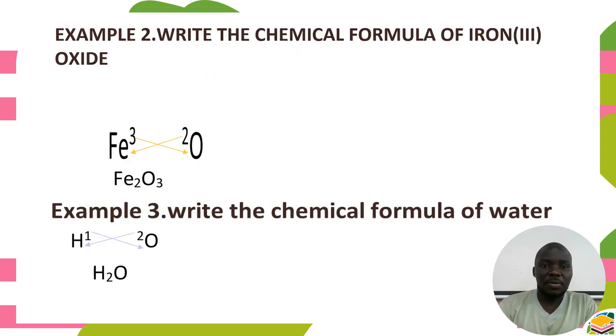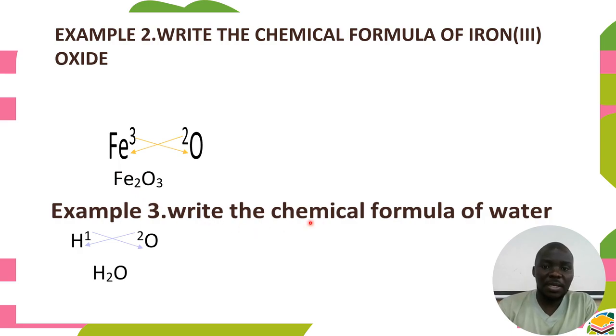We can also write iron 3 oxide. The 3 in the brackets tells you that the valence of iron is 3. That's why here we have 3. Oxygen comes from group number 6. Its valence is 2. Then we swap. This is the chemical formula of iron 3 oxide.